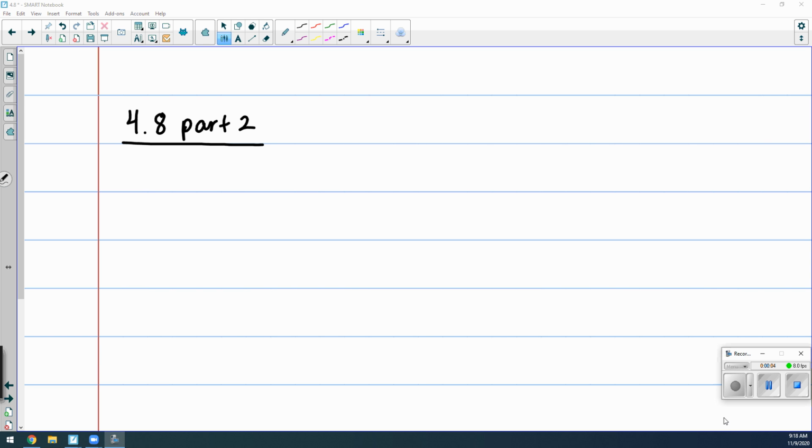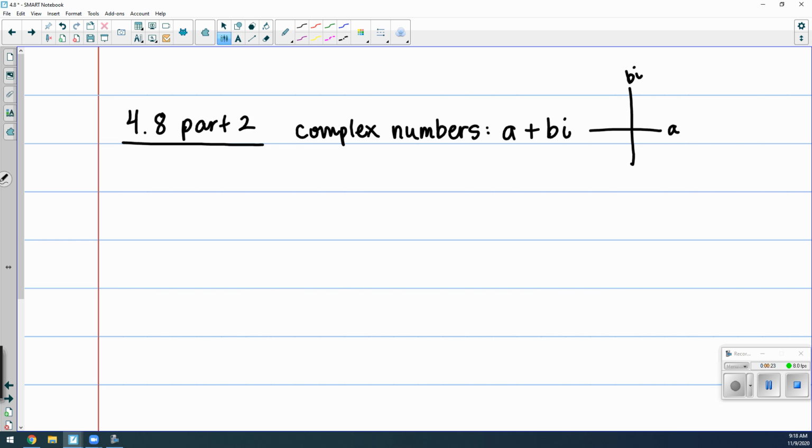Welcome back for 4.8 part 2. So we're still dealing with complex numbers. Remember that complex numbers take on the form a plus bi. And when we graph them in the complex plane, a is like x and bi is like y. So today what we're going to be doing is adding, subtracting, and multiplying.